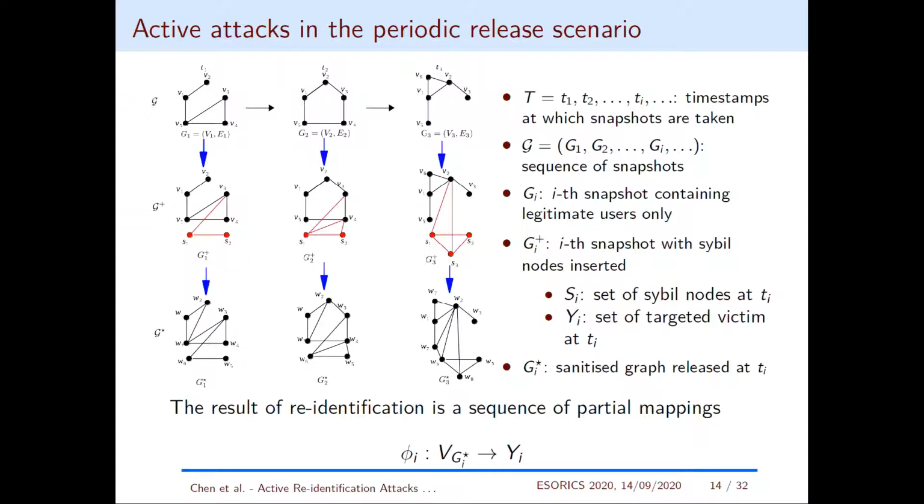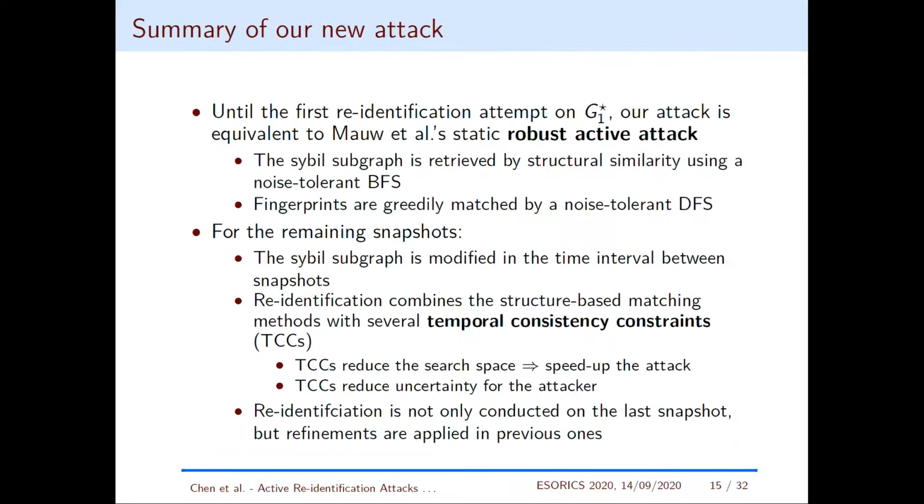So re-identification will not be tried only once. The adversary, every time a new snapshot is released, not only will be able to conduct re-identification on that snapshot, but will also be able to refine the results of re-identification in previous snapshots.